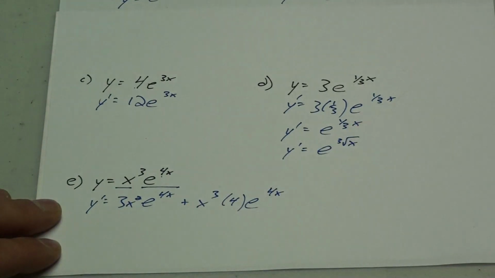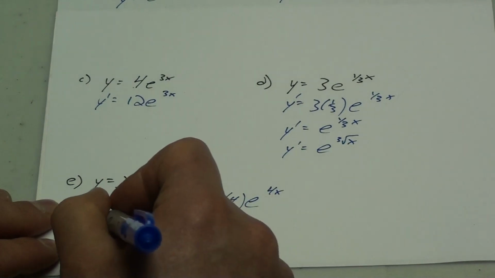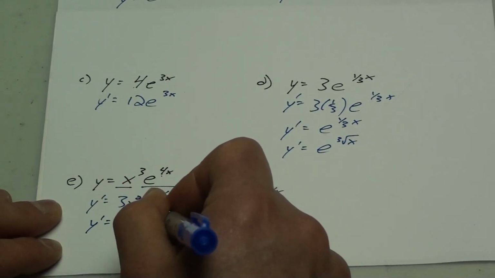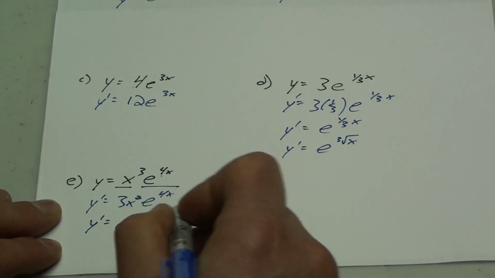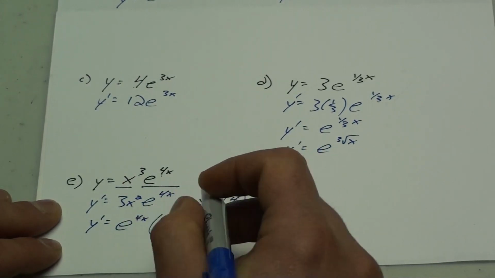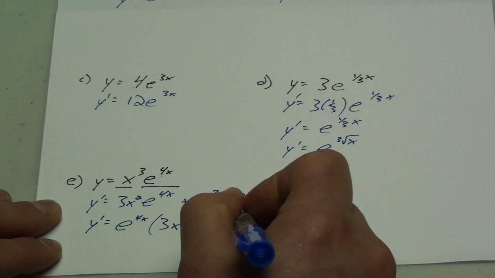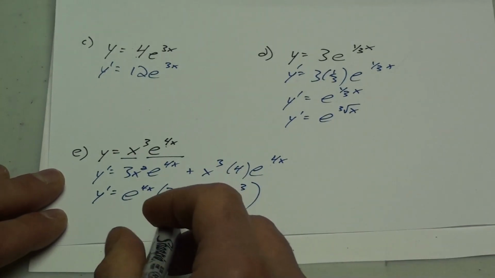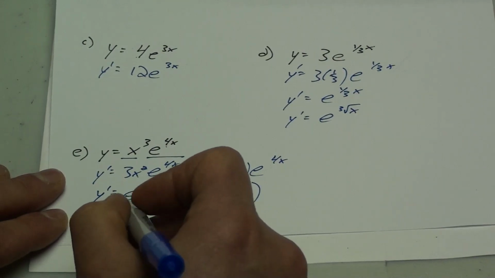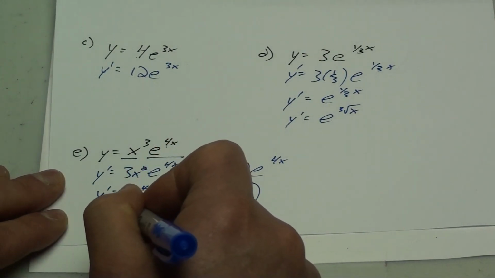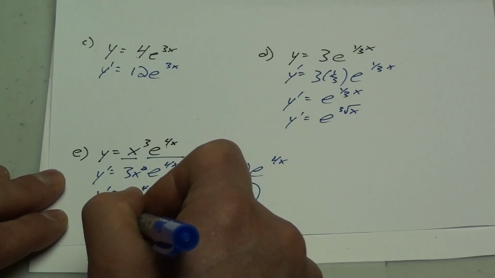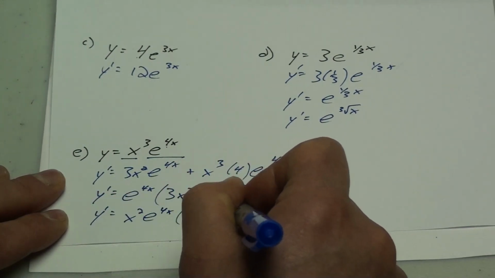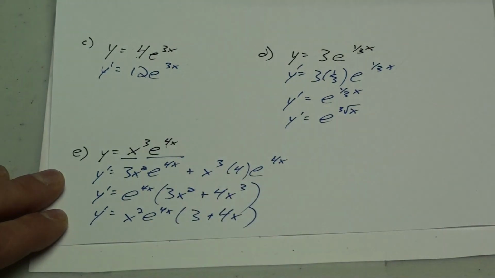And then you can simplify a little bit here. So I'm going to common factor out an e to the 4x. That will leave me with 3x squared, and I can multiply those together, then plus 4x cubed. I can actually common factor out a little bit more. I'm going to common factor out an x squared. And so my derivative is going to go to x squared e to the 4x, 3 plus 4x in brackets now.